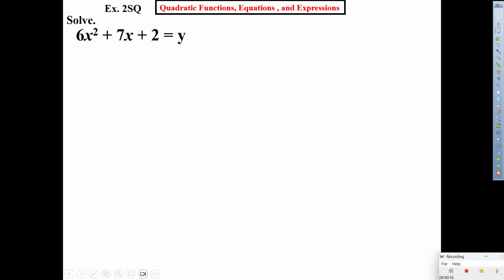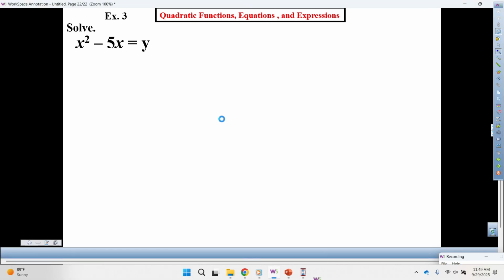Copy this one, please. Example number 3. x squared minus 5x equals y. Step 1, everyone. Set it equal to 0. So we got x squared minus 5x equals 0.